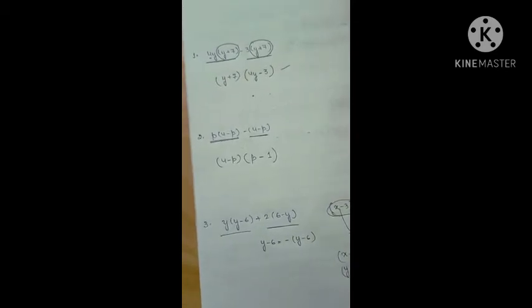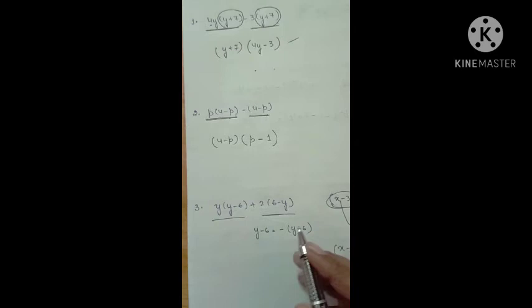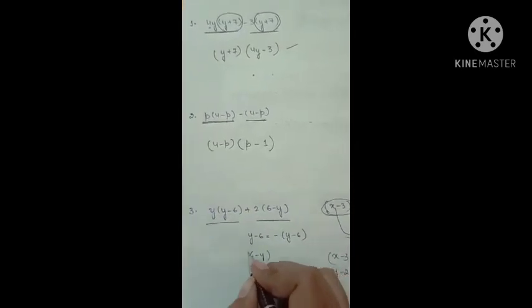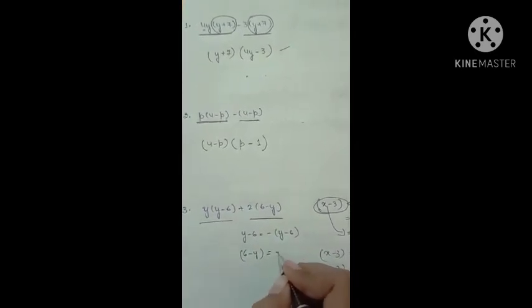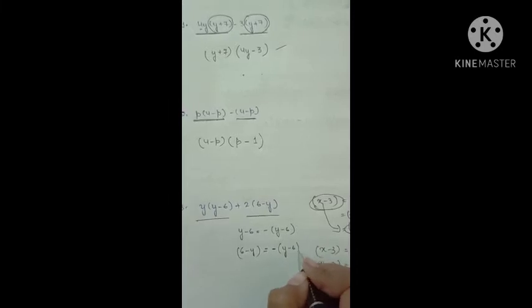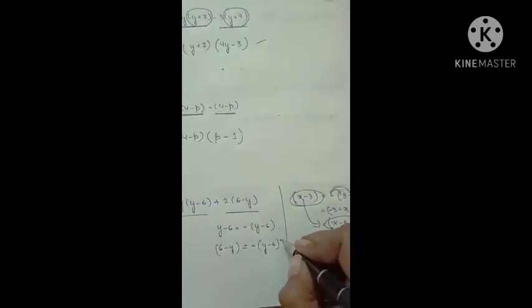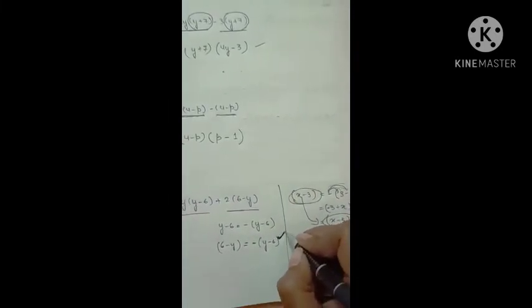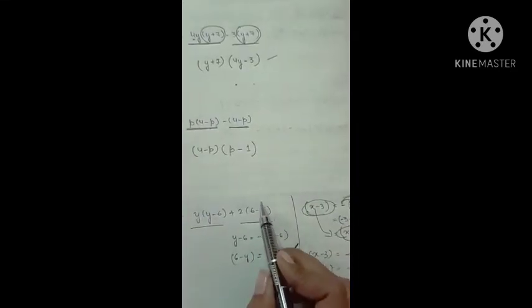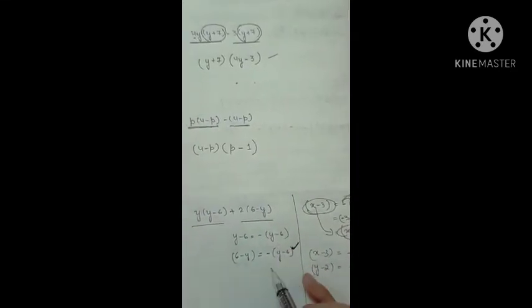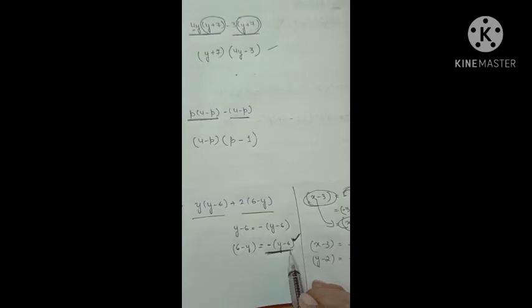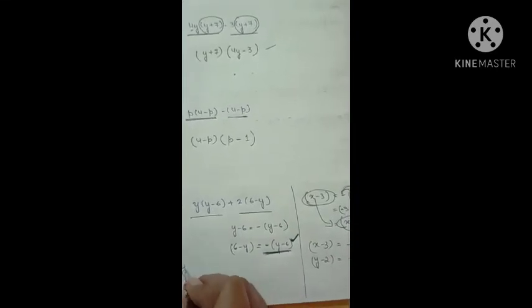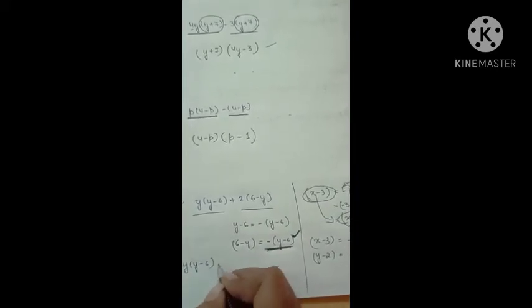Okay, and similarly this 6 minus y is equal to what? It is equal to minus y minus 6. Okay, so we are going to use this one. In place of 6 minus y, we place minus y minus 6. So we write it like y minus 6.